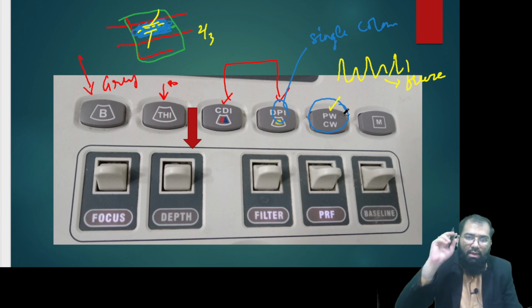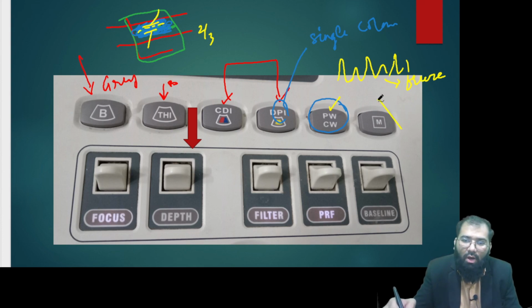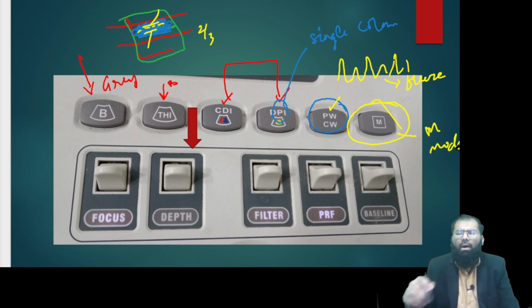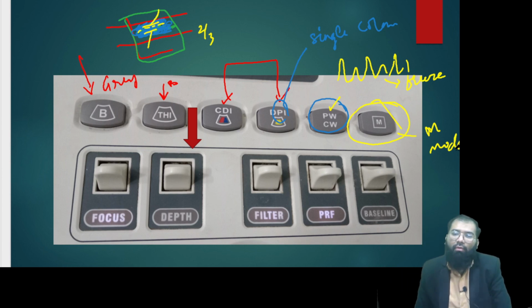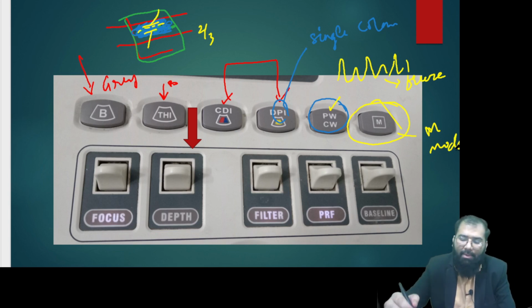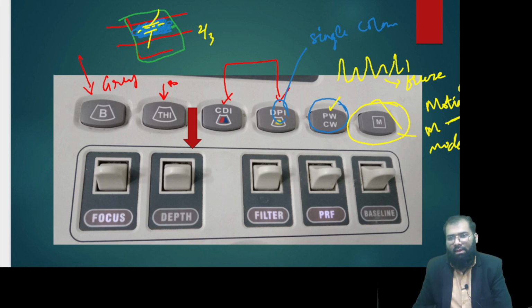Okay, now in this image, I take this as an opportunity to show you one more knob, this one. This is called M mode. Okay, all ultrasound machines have M mode also. So very important, what does M mode stand for? M in M mode stands for motion. So this is a very sensitive technique in ultrasound to detect even fine motions.